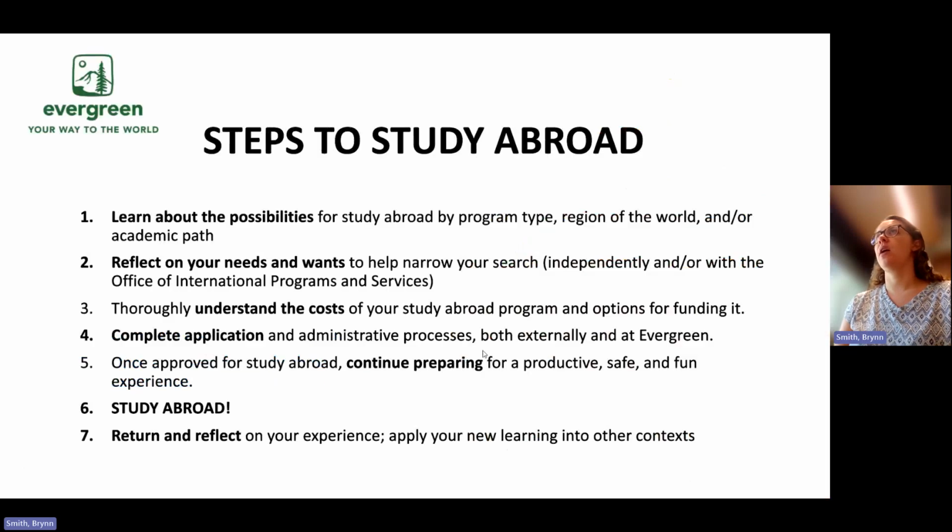So for this next slide, it is an overview of the entire study abroad process. So first, you will learn about programs and options available to you. Then you'll reflect on what you need and want from your study abroad experience. As you're narrowing it down, really understand the cost and how that will compare with your regular cost of attendance. Next, you'll take the step to apply for the program. And depending on the type, this may include a couple of applications.